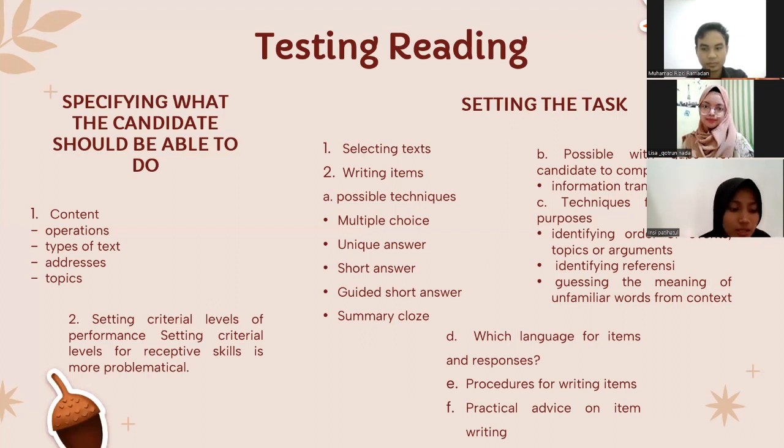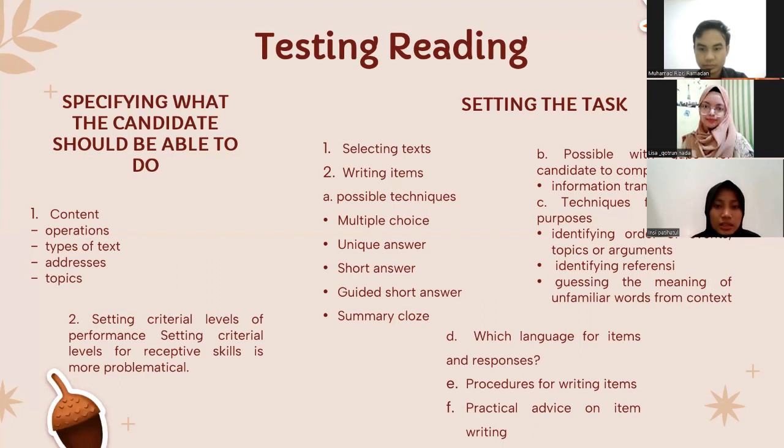And then for the next point is about setting criteria levels of performance, setting criteria levels for receptive skills is more problematical. Before that, I'm so sorry because the points are not all displayed. And for the point of the testing reading, the second one is setting the task.